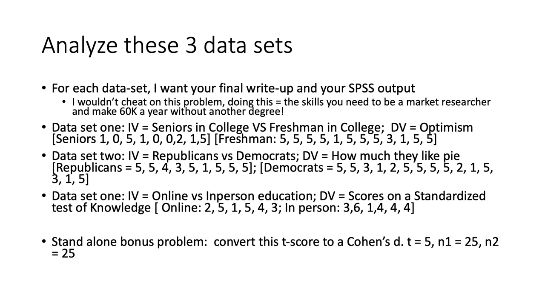One standalone problem, your t value is 5. N1 is 25, N2 is 25, okay? I want you to convert that t to just one Cohen's d, just this one time. That's the only calculation I'm asking you to do. This is the end of the lecture.